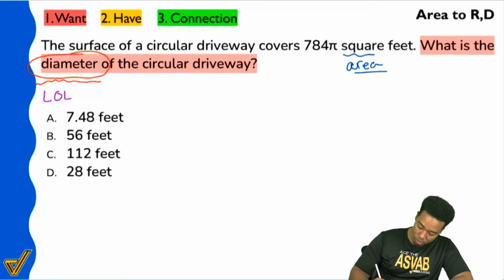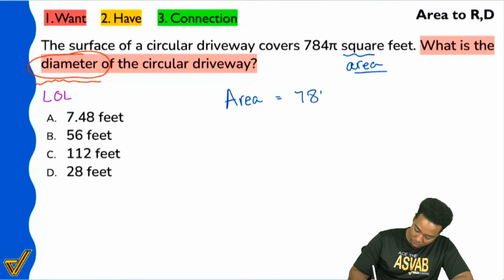So what we know is that the area equals 784 pi, let me just make sure I include that, pi square feet.